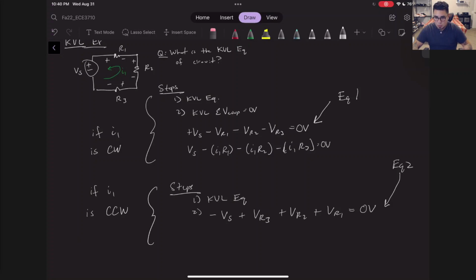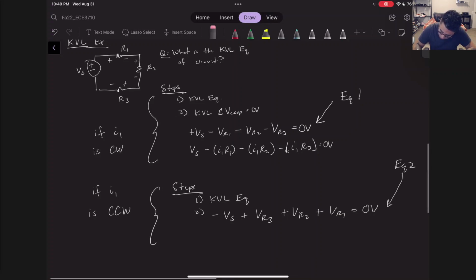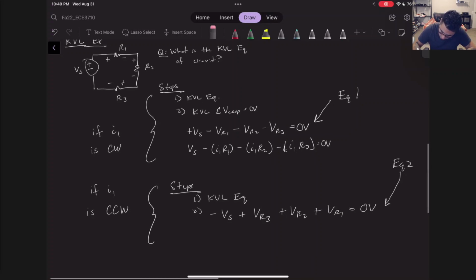So, to answer your question, what I'm trying to show here is, it doesn't matter which way you decide to go, clockwise or counterclockwise. Because when you complete the problem, you will be able to get the same answer. Let me show you. If we go back to equation 1, we did one step. Now let's just finish it. Vs is equal to I1 R1 plus I1 R2 plus I1 R3.